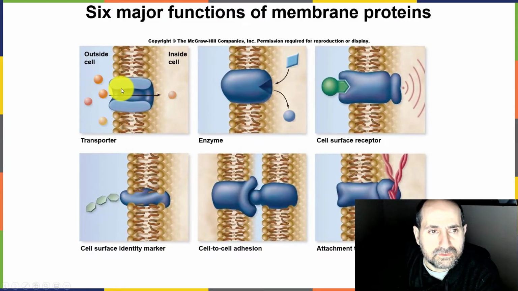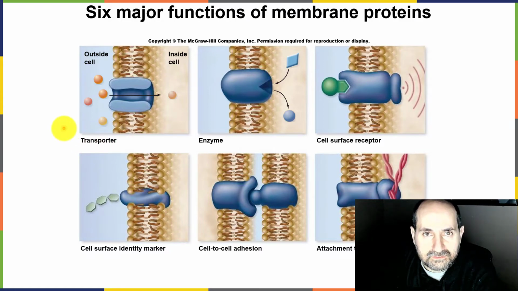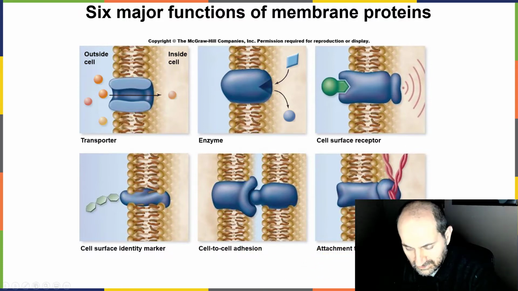What else do we want to know? Do you remember these transmembrane proteins we touched on in the lecture videos? I want you to know the different jobs of the membrane proteins. So some membrane proteins are transporters. They could serve as enzymes. They could serve as cell surface receptors. They could serve as cell surface identity markers, cell-to-cell adhesion molecules, and they could serve to attach to the cytoskeleton.